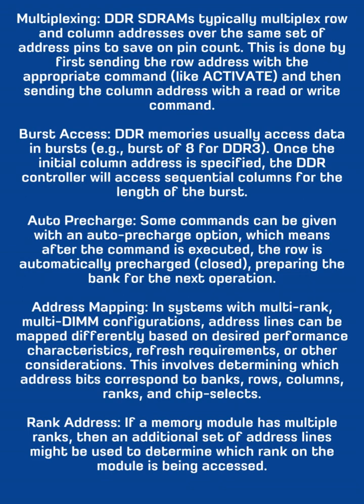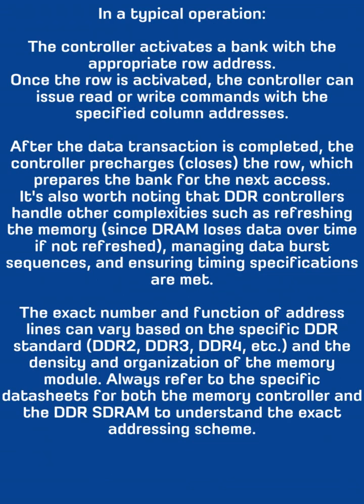In a typical operation, the controller activates a bank with the appropriate row address. Once the row is activated, the controller can issue read or write commands with the specified column addresses. After the data transaction is completed, the controller precharges (closes) the row, which prepares the bank for the next access.